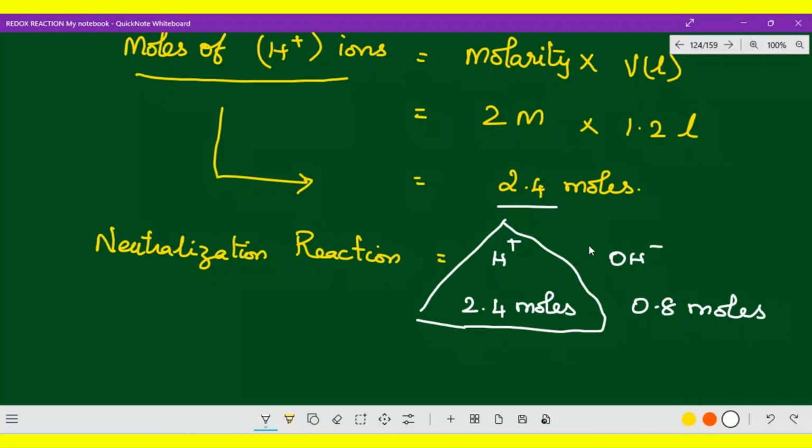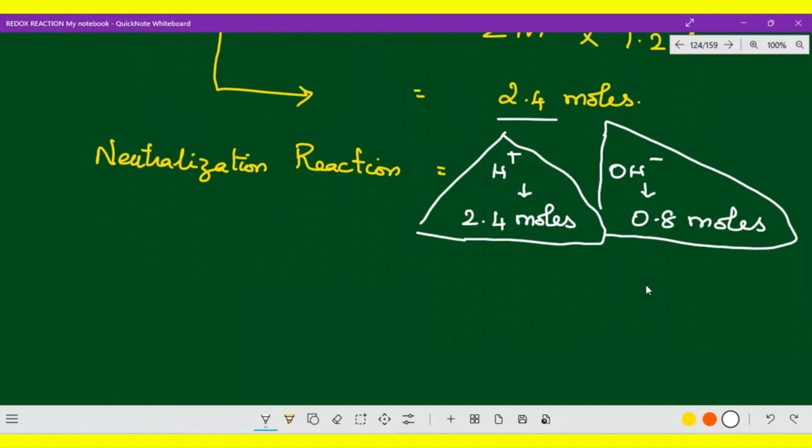And this is OH minus ions. So how many moles each? I think I just mentioned. Now we have to identify which is the limiting reagent. Naturally, OH minus ions are the limiting reagent. So this is the limiting reagent, and this is the excess reagent.